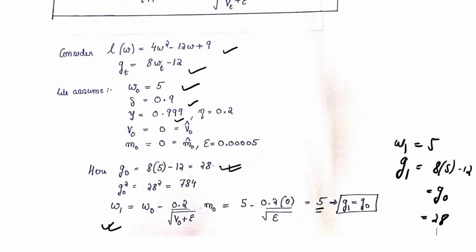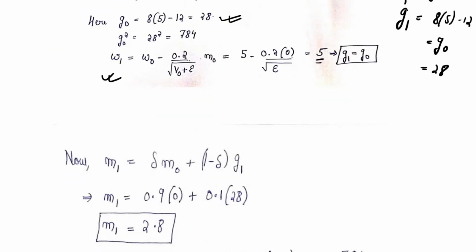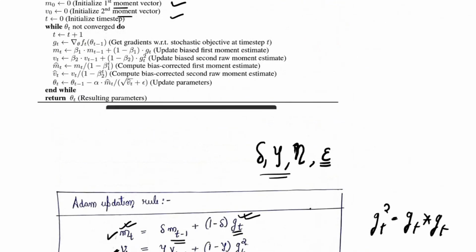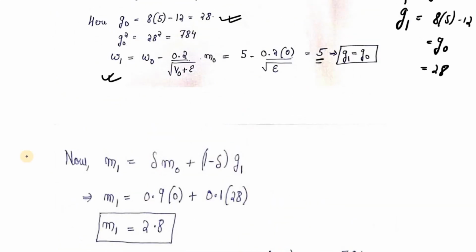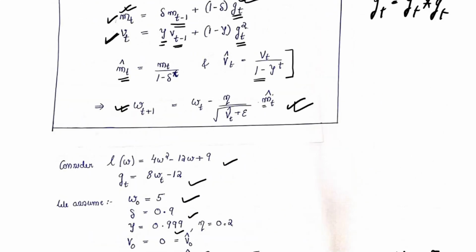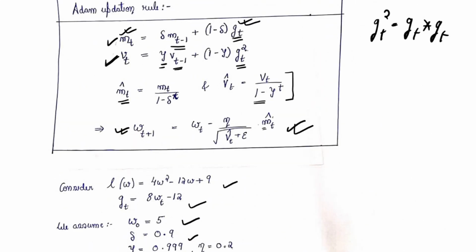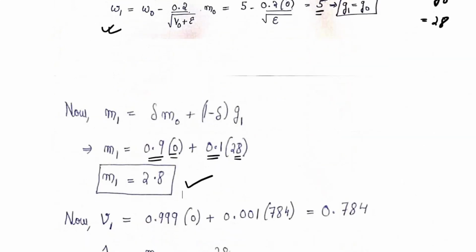Now we will move to the next iteration, or even before that, we need to calculate M1 as well. So M1 is the first average, as I said, the first moment estimate. So it is delta times M0, which we estimated as 0, plus 1 minus delta times G1, which we just calculated as 28. This value delta is 0.9 as mentioned in the paper. 1 minus delta will be 0.1 and M1 is 2.8. Consequently, we follow the same updation rule for V1, the second moment vector, which is gamma times V0 plus 1 minus gamma times G0 square.